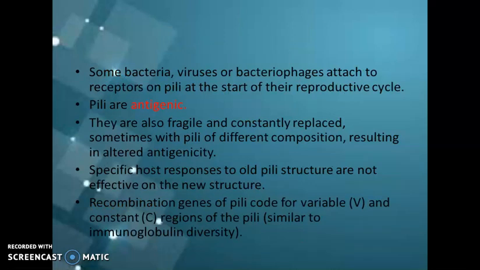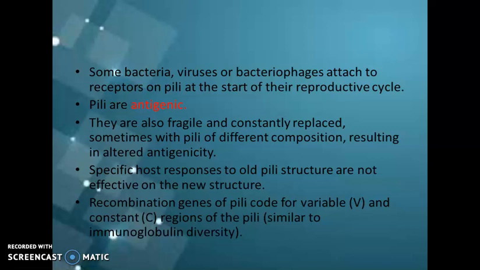Some bacteria, viruses or bacteriophages attach to the receptors on the pili at the start of their reproductive cycles. Bacteriophages are viruses which attack bacteria. They attach to the receptors present on the surface of the pili. The pili are also antigenic, which means capable of producing antibodies. We will learn the term antigenic later in immunology.